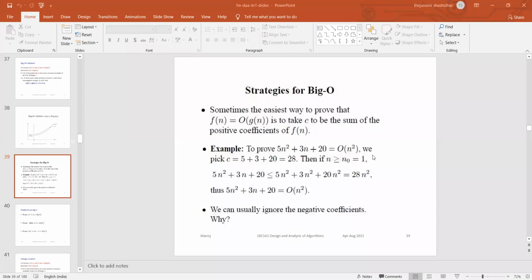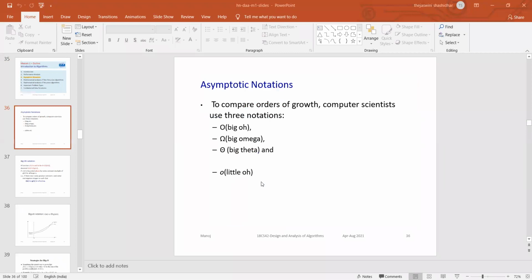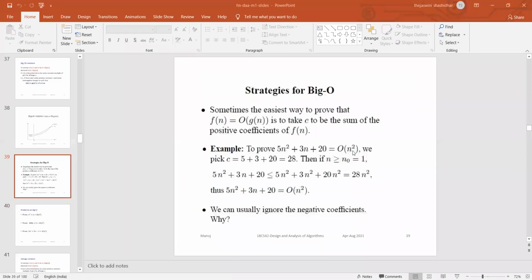So the problem they give you, you take it as T of n. The constants you have, you take as C. What is G of n? G of n is n square. Now you substitute the entire thing in this particular format. What is T of n? The problem given. What is C? C is 5 plus 3 plus 20. What is G of n? That is the question you have to prove, big O of n square.